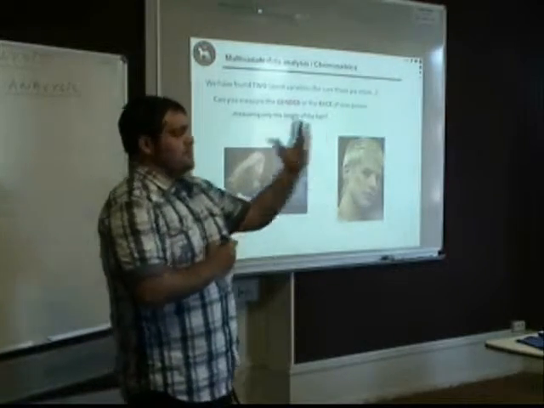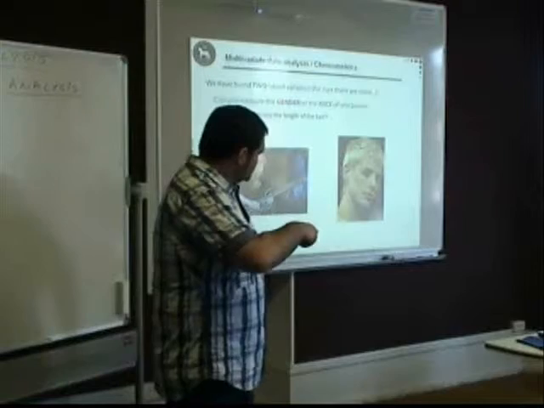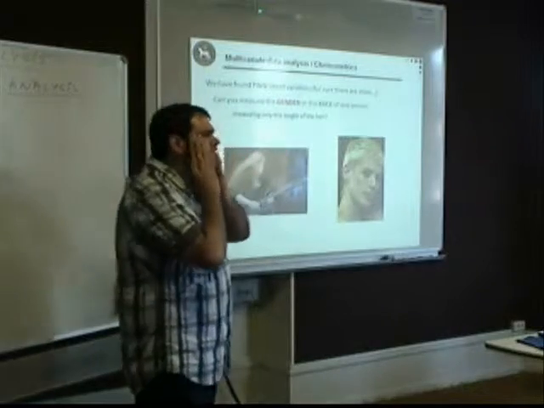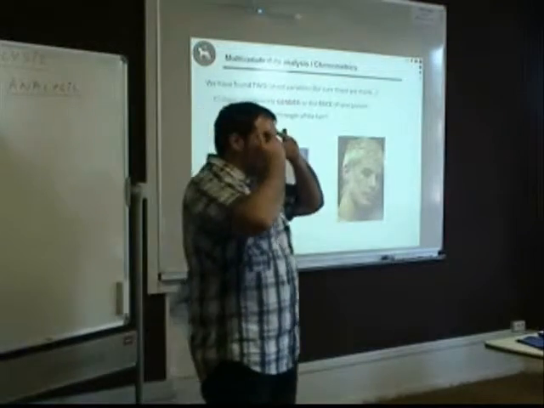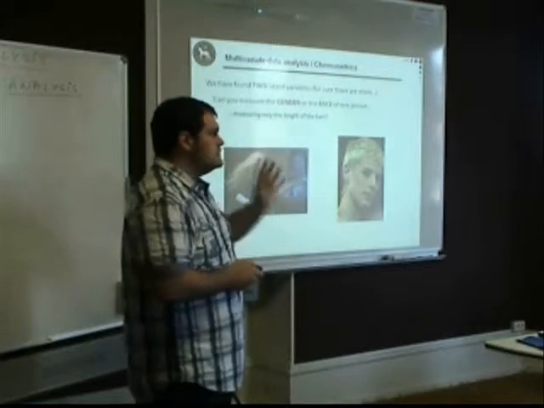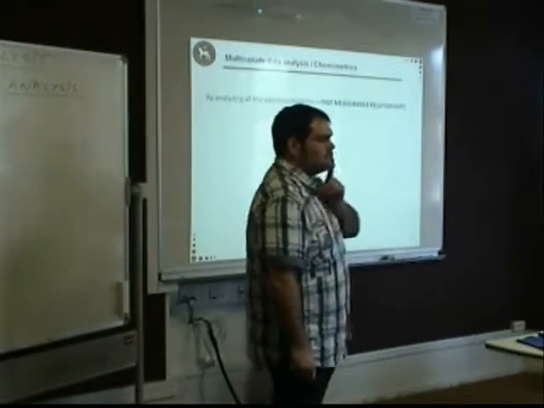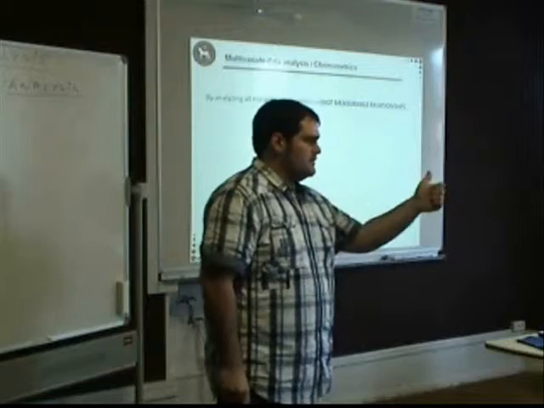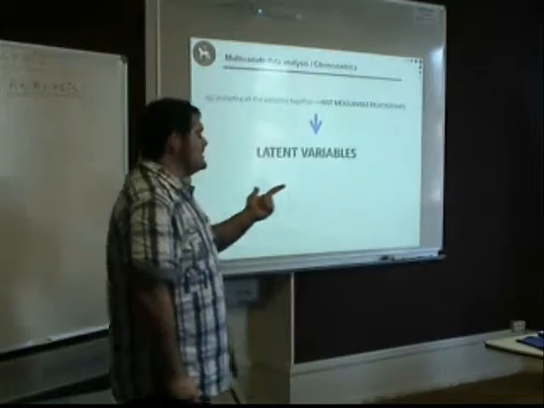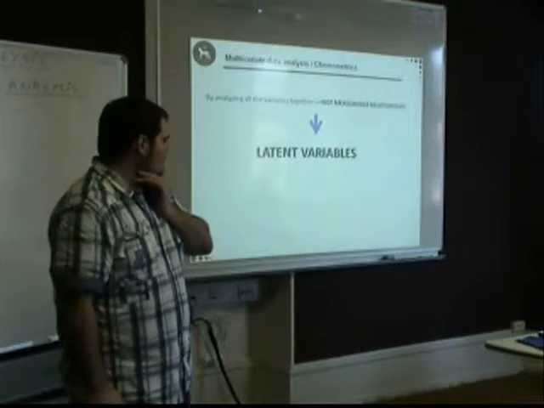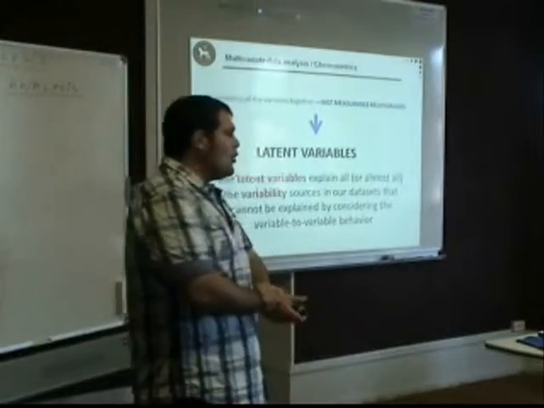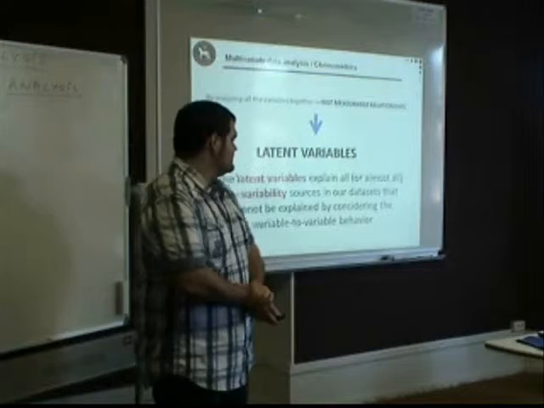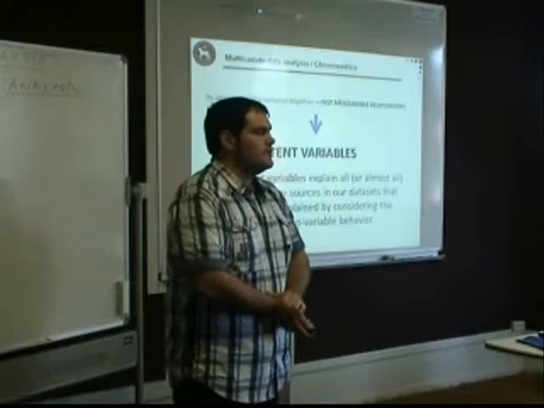Because in our brains we analyze, okay, this has this length of hair, this has these nice lips, this guy has these big cheeks, and also the eyelashes and eyes. So we can do it. That is, by analyzing the variables that we can measure, we can find information about other variables that we cannot measure, like gender and race. And this is exactly what we call latent variables. The latent variables explain all, or almost all, of the variability sources in our data sets that cannot be explained by considering the variable-to-variable behavior.